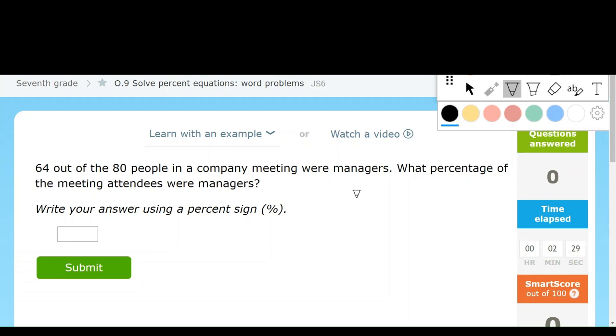Today, we're going to be talking about percentage of numbers. Let's read. 64 out of the 80 people in a company meeting were managers. What percentage of the meeting attendees were managers?